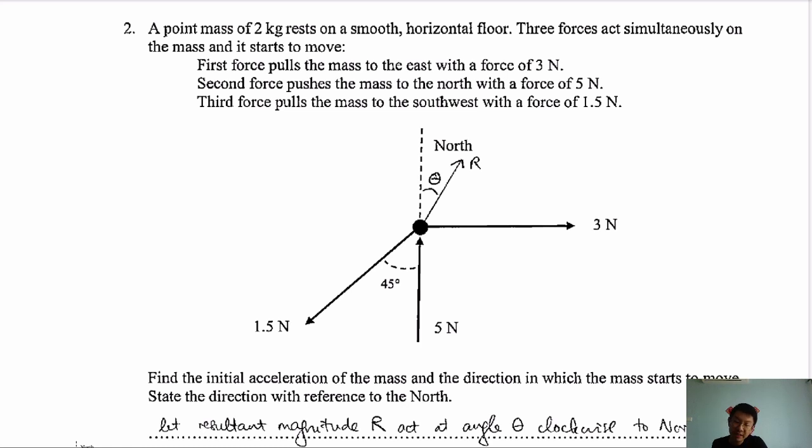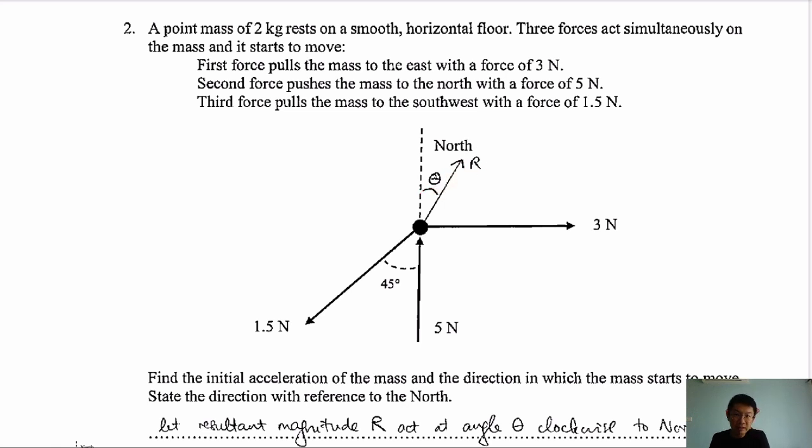The approach given by the mark scheme is that it assumes we have a resultant force, because it says the mass starts moving. If it were in equilibrium, it would just stay at rest. But this object starts moving, so we know that it is not in equilibrium, so it will have a resultant force. The mark scheme assumes the resultant force is in this direction, and this resultant force has an angle theta to the north.